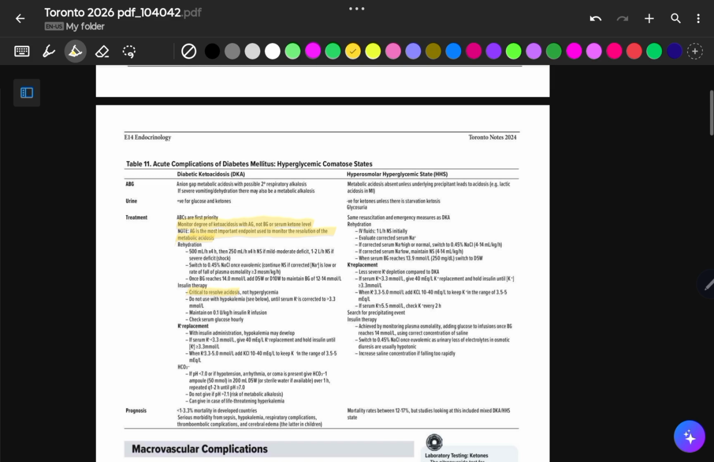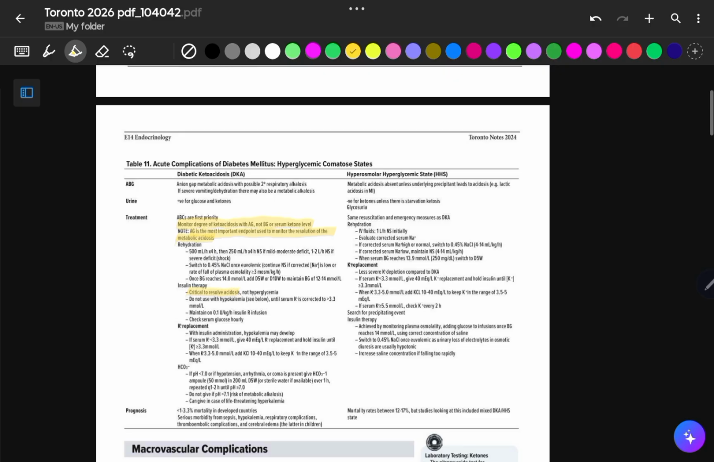When the blood glucose reaches 13.9 millimoles, you switch to 5% or 10% dextrose. For potassium replacement, there's less severe potassium depletion compared to DKA, but obviously you need to make sure that if your potassium is less than 3.3 millimoles per liter, you give 40 mEq per liter of potassium chloride and hold the insulin until it is 3.3 or more, the same as potassium replacement in DKA. For insulin therapy, it is guided by monitoring your plasma osmolality.